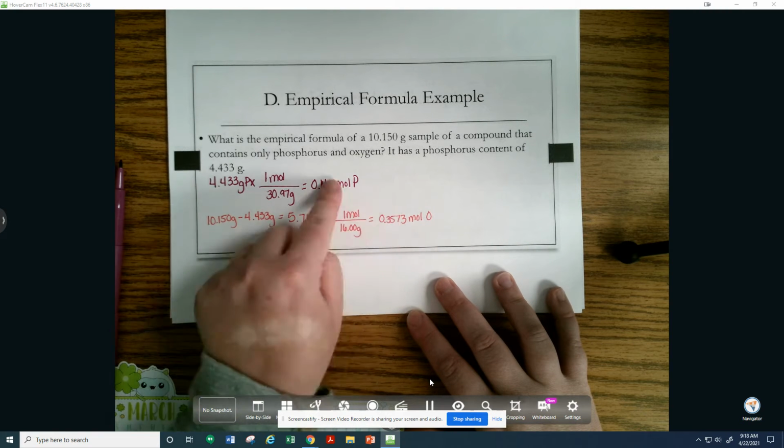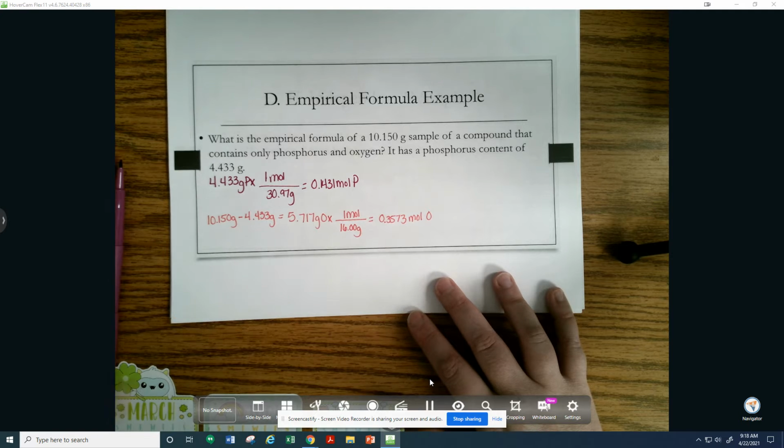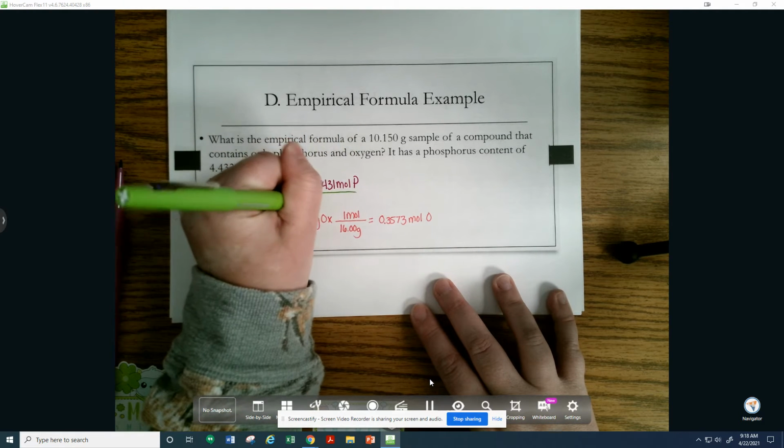Okay, so now the next thing is divide by small. So which one is our lowest contributing mass or number of moles? And that's definitely the phosphorus. So we're going to divide them out to get our ratio.